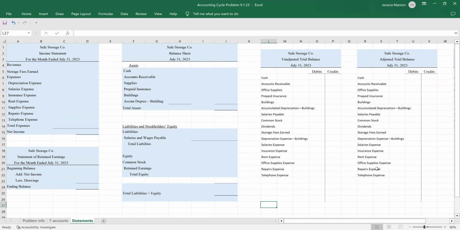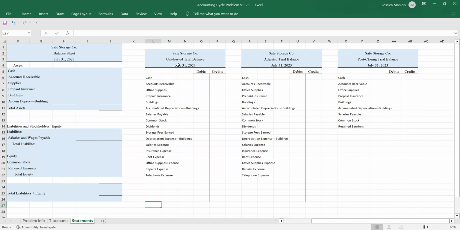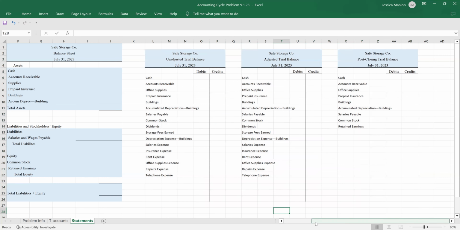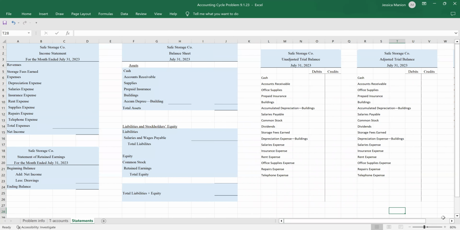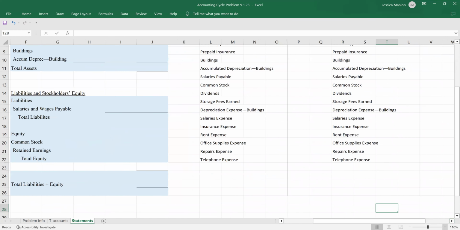And then our trial balances. Remember that we've got 3 trial balances in the accounting cycle. Step 4 of the accounting cycle is the unadjusted trial balance. Step 6 is the adjusted trial balance, and then step 9 is the post-closing trial balance. So again, just to remind ourselves of that, but we are zooming in right now on the unadjusted trial balance.